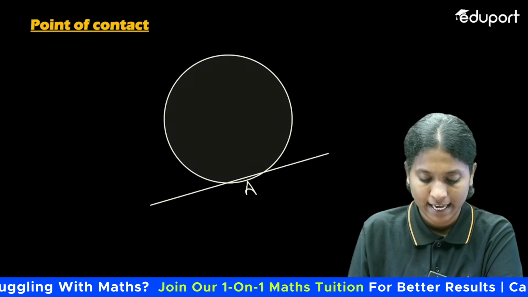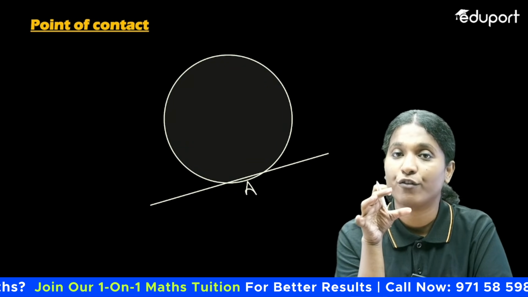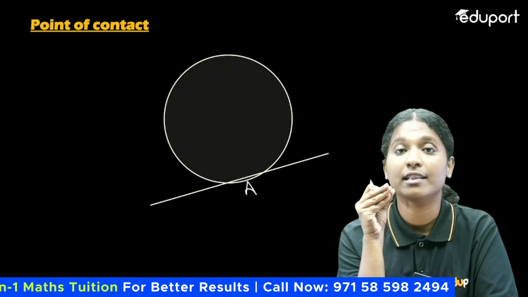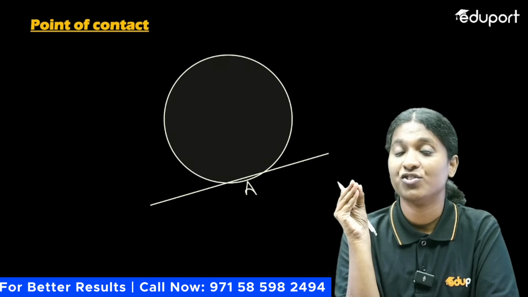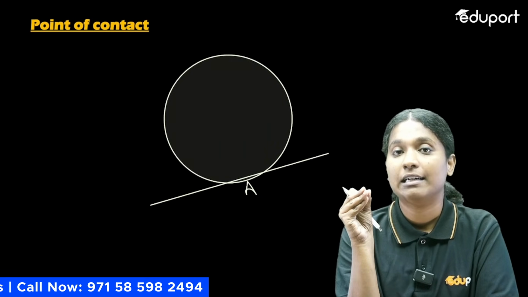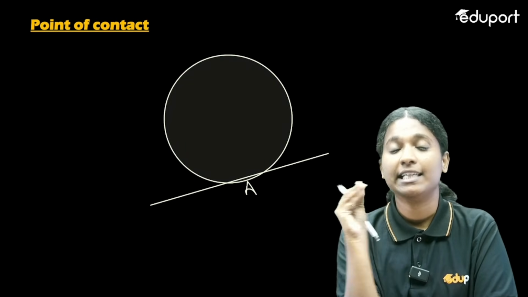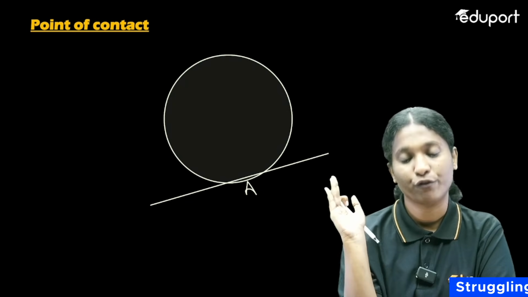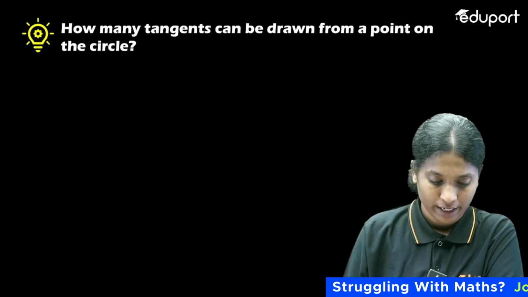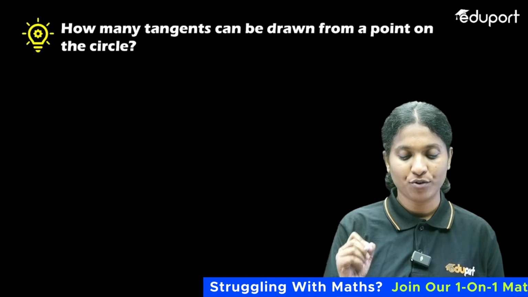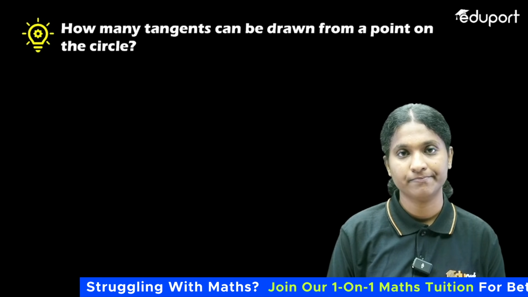Why is it called a point of contact? The point where the circle and the tangent meet, or where the tangent intersects the circle, that is called the point of contact.